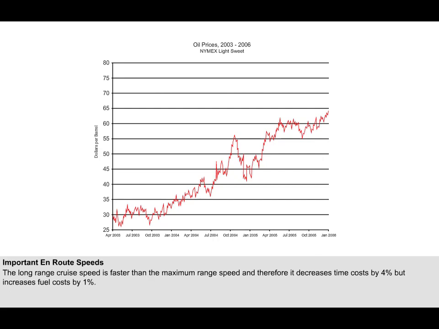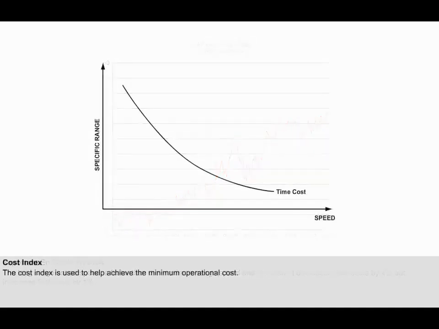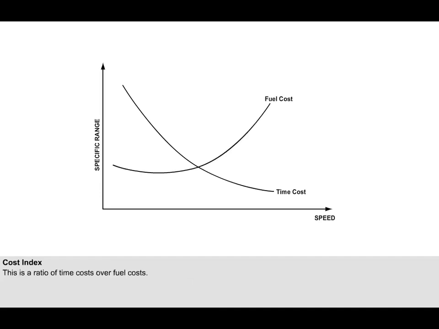The relationship of these costs is explained by the use of a cost index, and the speed flown based upon the cost index is called econ. This will be discussed next. The fundamental rationale of the cost index concept is to achieve minimum operation trip cost by means of a trade-off between time-related costs and fuel-related costs. The cost index is used to take into account the relationship between fuel and time-related costs.